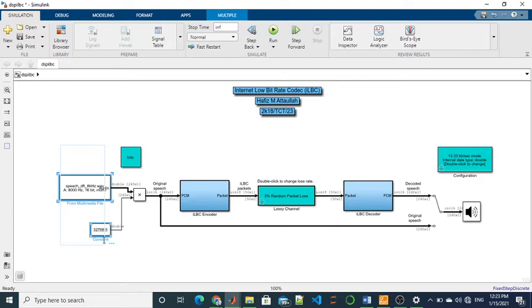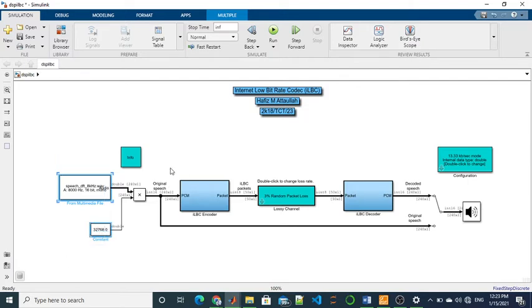Next, the packets are sent through a simulated lossy channel, which causes random packets to be set to all zeros. Finally, the packets are sent to the decoder block to be converted back into a speech signal, which is then played. In addition, there is a manual switch that can be toggled as the model runs to compare the original speech signal with the decoded signal.